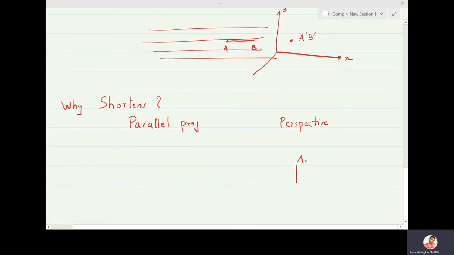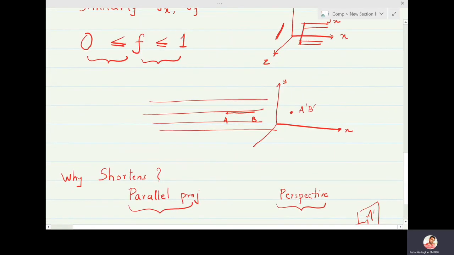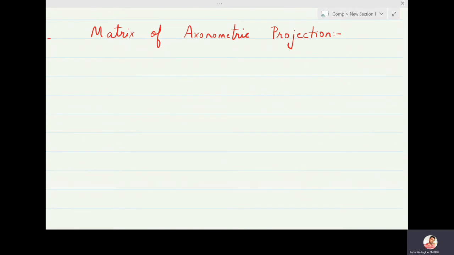So if I have an object AB, and I'm using perspective projection, I locate the center of projection at a finite distance, and this is my plane of projection. What is going to happen? The projectors will go like this, and in that case the object will get enlarged. In perspective projection. Whereas in parallel projections, either the object remains the same or its image shortens. That's why the foreshortening factor will always be observed in parallel projections. So now it's time to understand what the matrix of axonometric projection actually looks like.